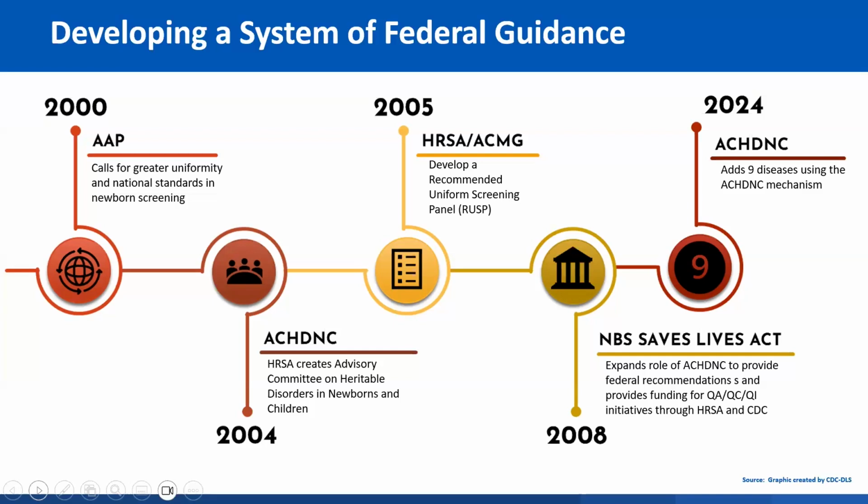And secondly, the development of the federally recommended panel of disorders called the Recommended Uniform Screening Panel, or RUSP, which was a joint effort between HRSA and the American College of Medical Genetics in 2005. So using the ACHDNC and the RUSP mechanisms and approaches, there have since been 9 additional diseases that have been added to the RUSP since that time.